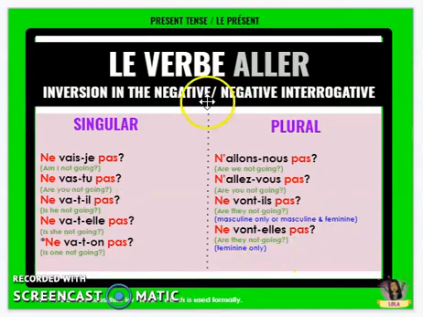Inversion in the negative or negative interrogative is just a question in the negative form. We've used ne and pas again, but before I showed you that the ne and pas surrounded the verb only. Over here, because it's inversion, it's a little different. So the ne will go before the verb and the pas goes after the subject or the personal pronoun. Ne vais-je pas? Ne vas-tu pas? Ne va-t-il pas? Ne va-t-elle pas? Ne va-t-on pas? N'allons-nous pas? N'allez-vous pas? Ne vont-ils pas? Ne vont-elles pas?